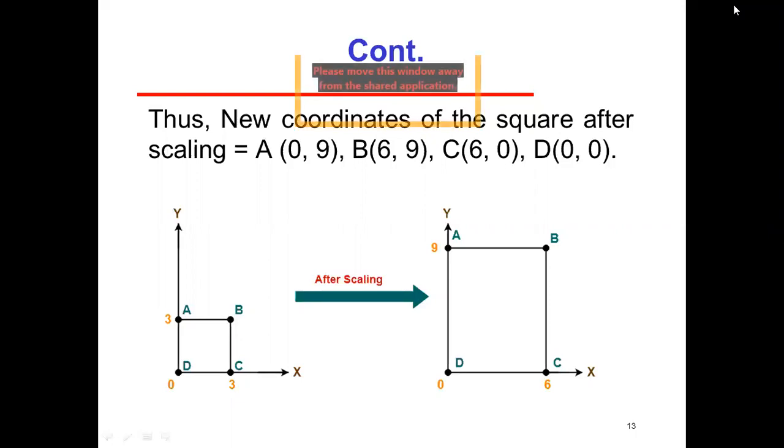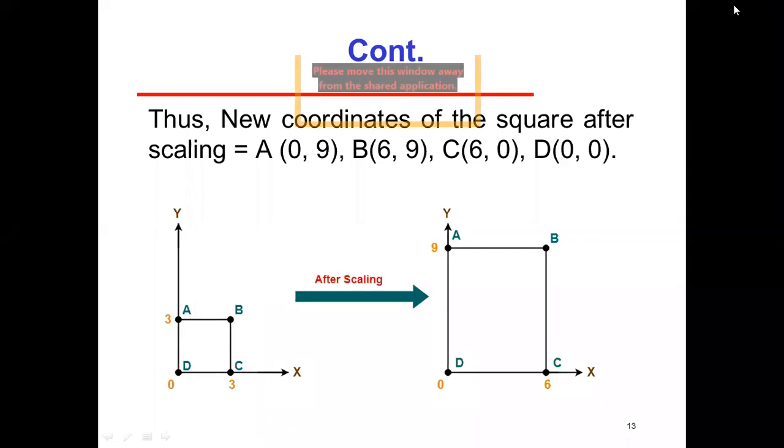And what are those transformations? First is called translation. Second is called rotation. Third one is called scaling. Fourth one is reflection. Another one is shearing. But here we will consider only three types of transformation, and those are translation, rotation, and scaling.